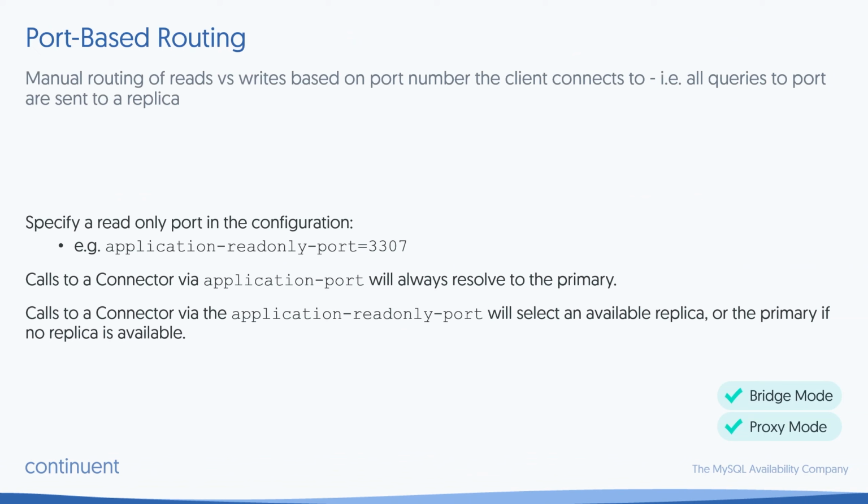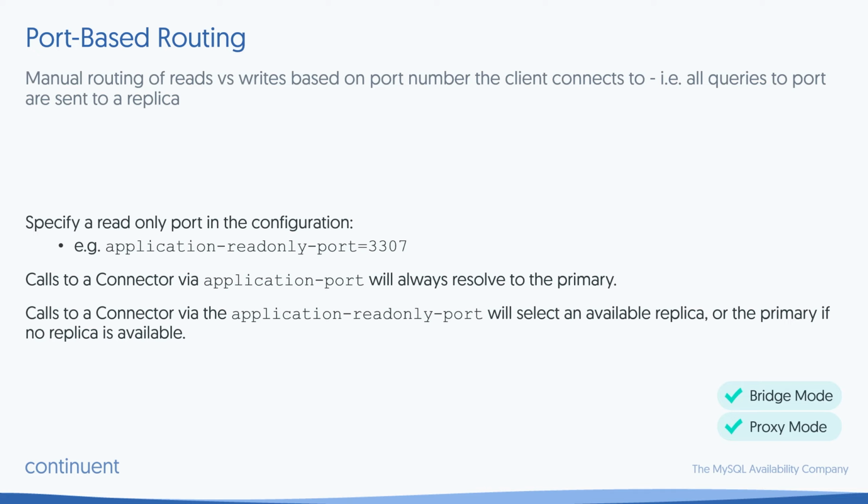Port-based routing is the first routing method we'll look at. This method can be enabled for both Bridge and Proxy modes. In this scenario, you will define the main application port and a subsequent application read-only port. When the connectors have been started, they will be listening on both of these ports, and then any client connecting through the main application port will always be redirected to the primary. Any clients connecting through the read-only port will be redirected to a replica.